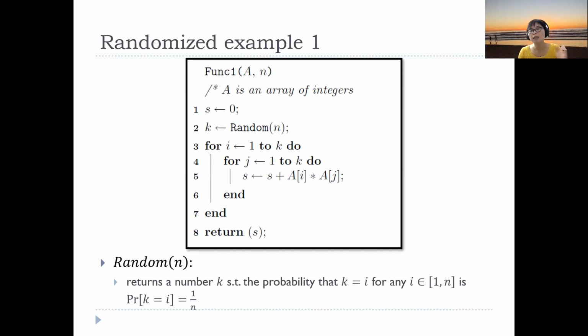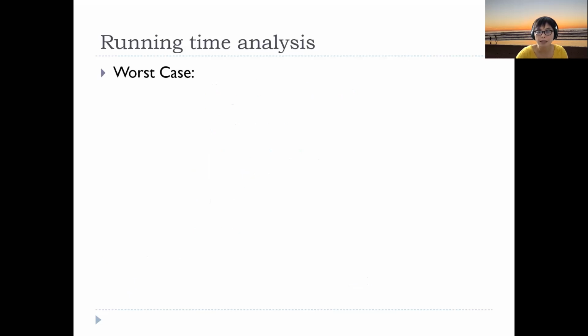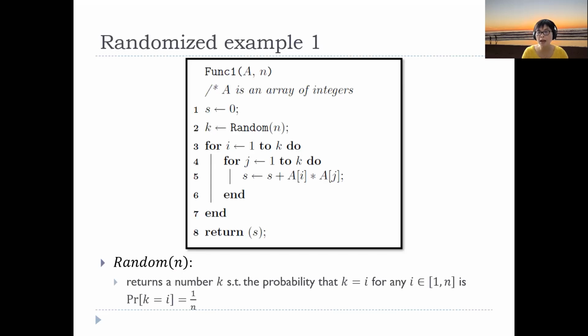Before we look at the expected running time, let's first look at the worst case running time of this algorithm. I think this is the worst case. I'll stay on this page so you can see the pseudocode. Let's always call the worst case T of n. Well, this takes constant time.